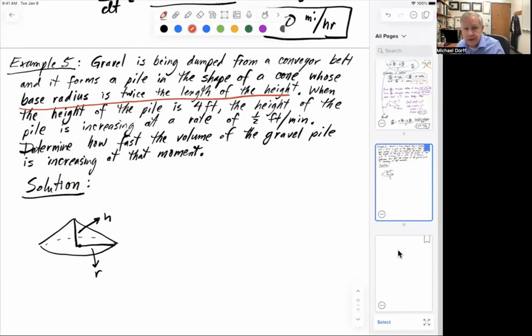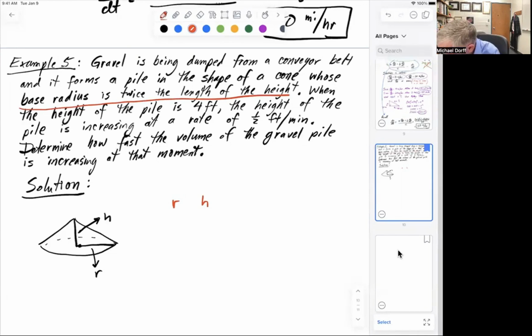Now this can be really tricky. How do I write that? What is the relationship between R and H? If the base radius is twice the height value. Okay, let's think about that. Let's think of some numbers. The base radius is 4. Then what's the length of the height? Well, the base is twice of it. So if it's 4, then the height has to be 2.